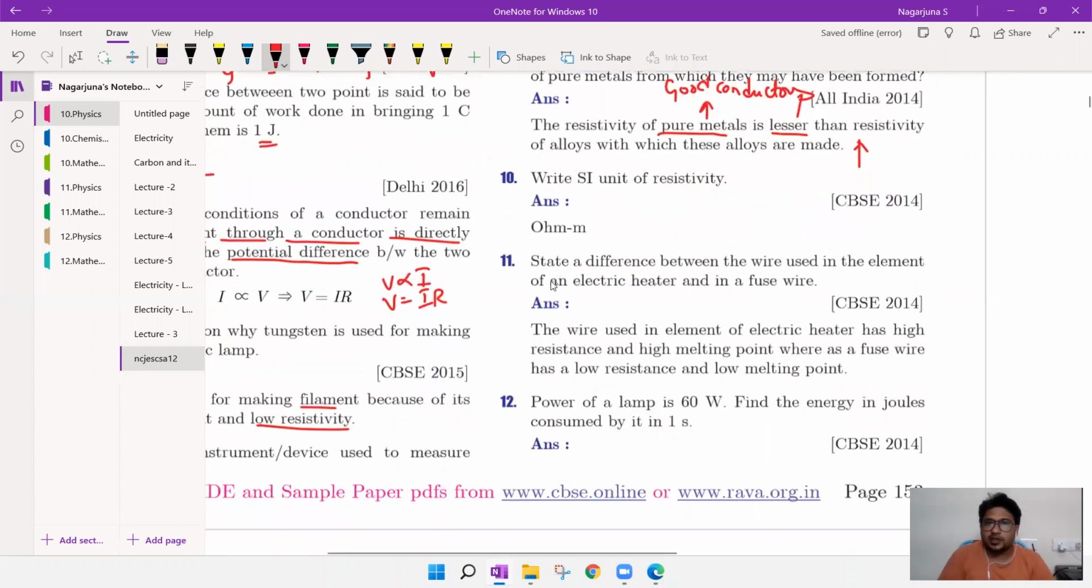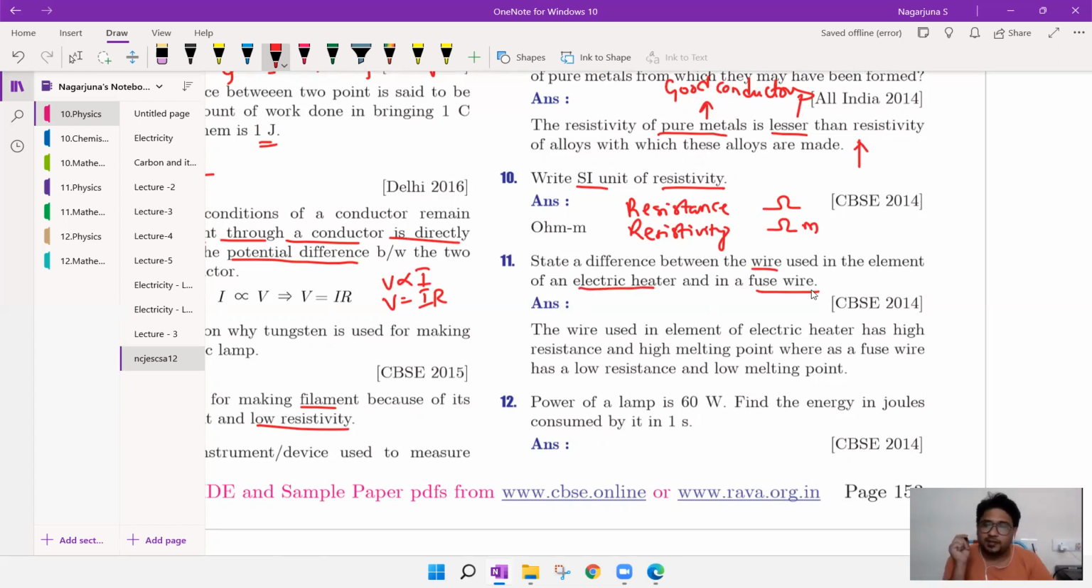In 2014, another question they asked, write the SI unit of resistivity. You see, SI unit of resistance is ohm. SI unit of resistivity is ohm meter.